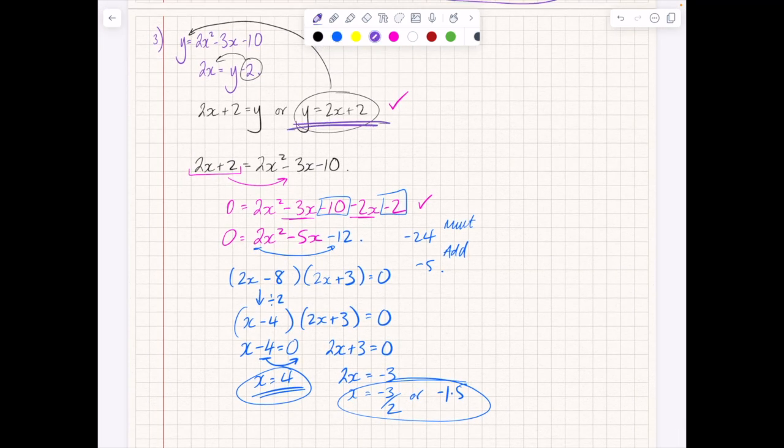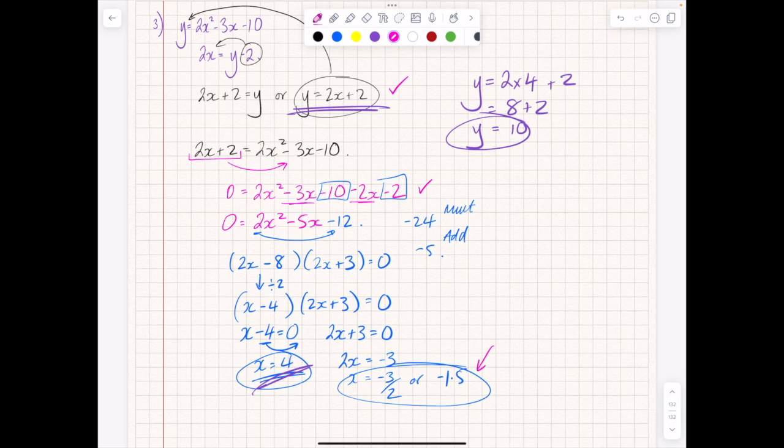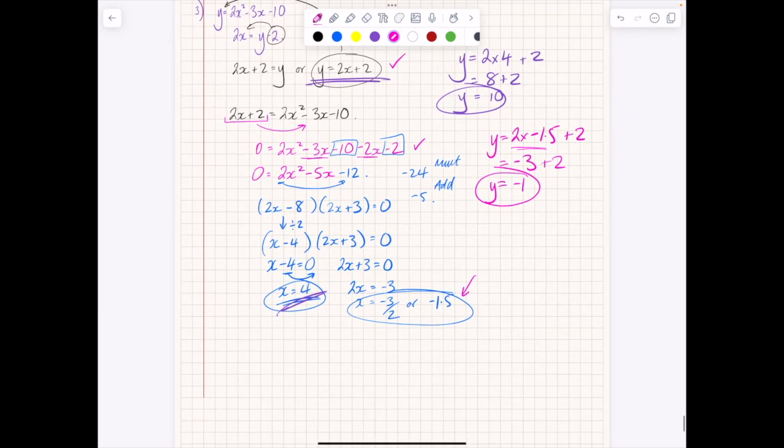Let's go back to here. I now need to find y. So y is equal to 2 times 4 in the first instance, plus 2. 2 times 4 is 8. 8 plus 2 is 10. So y is equal to 10. And repeat it for this value. So y is equal to 2 times negative 1.5 plus 2. 2 times negative 1.5 is minus 3. Minus 3 plus 2 is minus 1, so y is equal to minus 1.